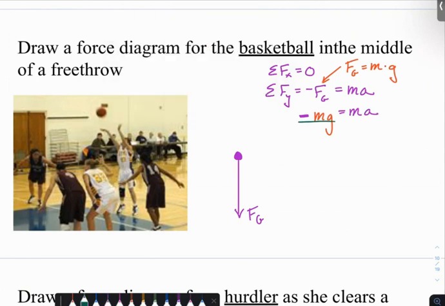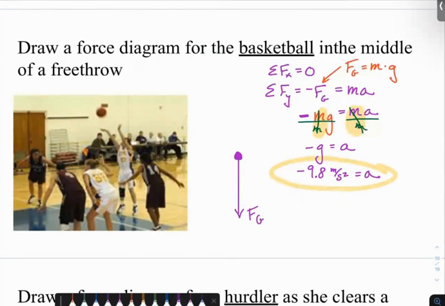Divide both sides by m. Those m's are going to cancel out, and you get negative g is equal to your acceleration. And because we're on Earth, we're going to put in 9.8, so we have negative 9.8 meters per second squared is equal to your acceleration. And what's interesting about this is mass does not matter, because it will cancel out. And that's why when you have an object in free fall, throwing keys out the window, throwing a ball in the air, everything's going to accelerate downwards with negative 9.8 meters per second squared acceleration. If you've got questions, let me know.